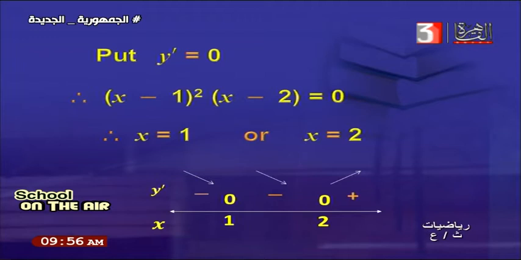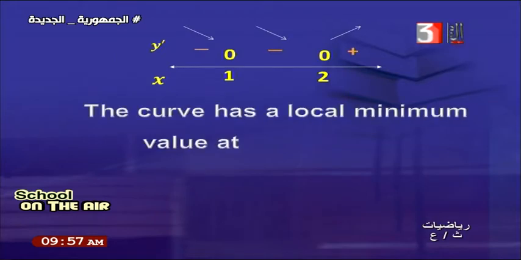We draw the number line and discuss the intervals. We find that in the open interval negative infinity to 1, the function is decreasing because y dash is negative. And in the open interval 1 to 2, y dash is negative, then the function is decreasing. And in the open interval 2 to infinity, y dash is positive, then the function is increasing. This means that the curve has a local minimum value at x equals 2.